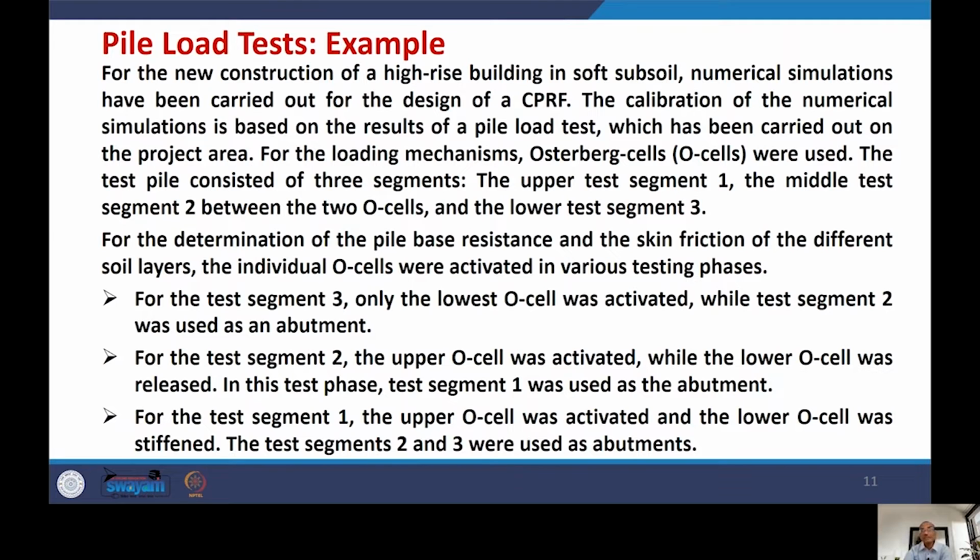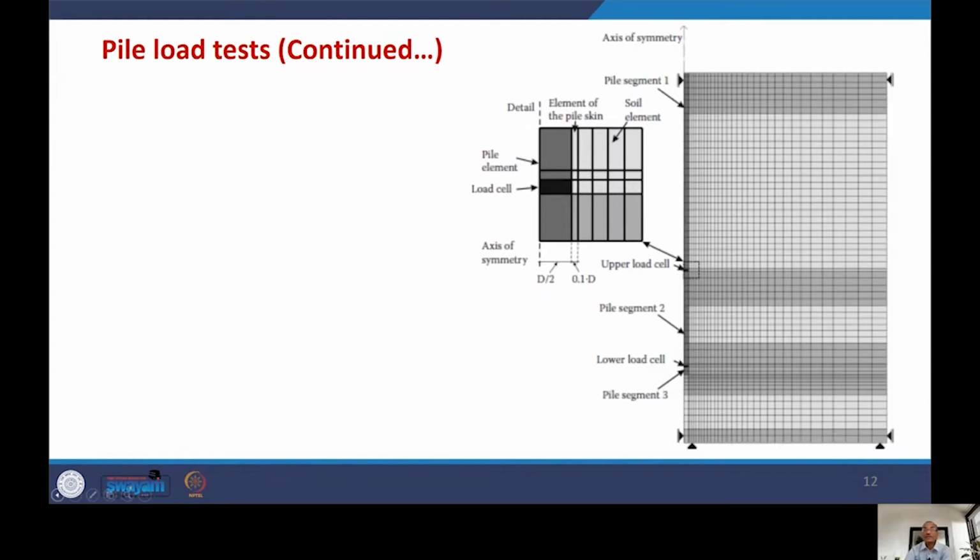For the loading mechanism, Osterberg cells were used. The test pile consisted of three segments, and these three segments are shown in the next figure. That is the upper test segment 1, the middle test segment 2, which is between the two O cells, and the lower test segment 3. So you can see here, you have on the top pile test segment 1, the middle test segment 2, and finally pile test segment 3. Between segments 1 and 2, the upper load cell is there. Between 2 and 3, you have the lower load cell.